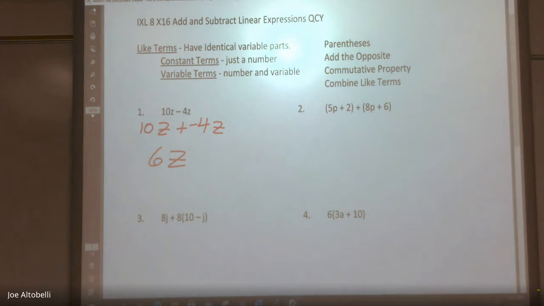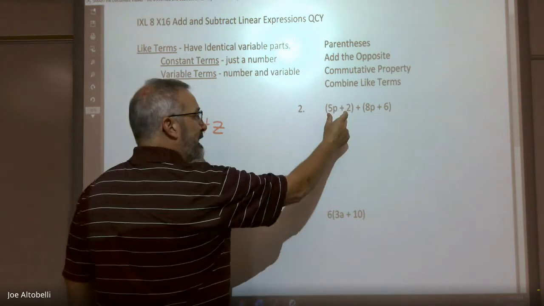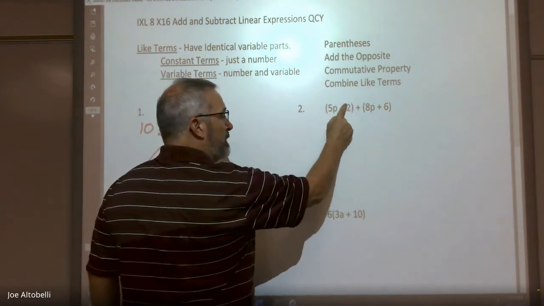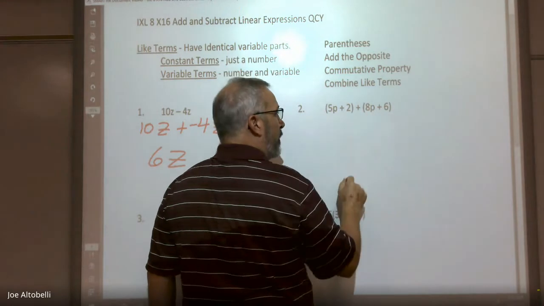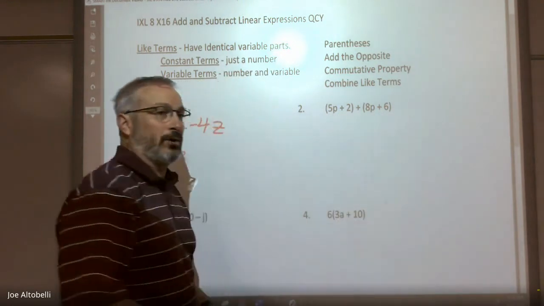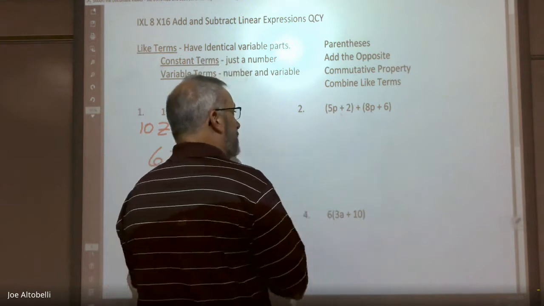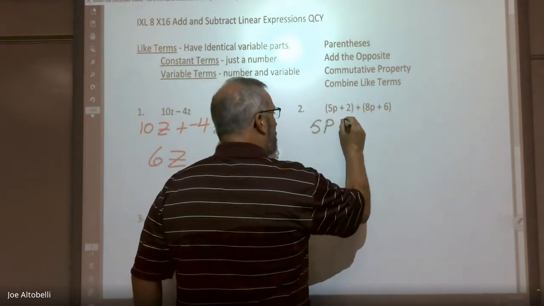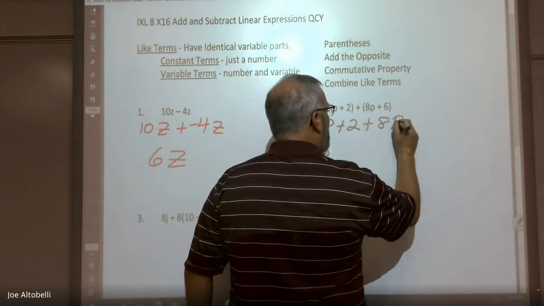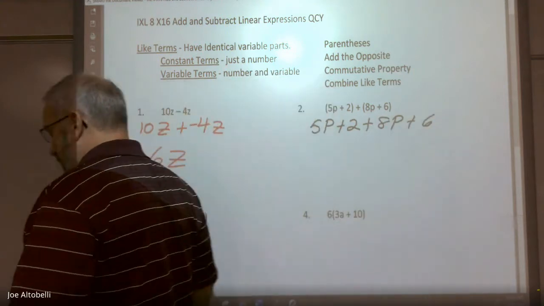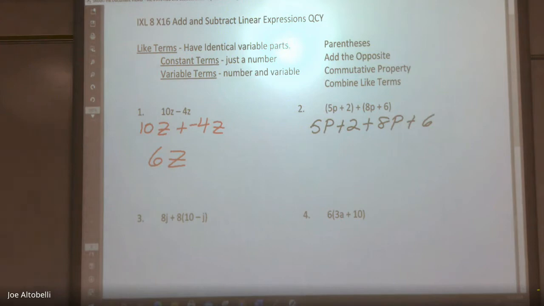Number two, they have parentheses. So when you're looking at number two, can I combine anything in here? No. Can I combine anything in here? No. So the parentheses, you don't need them. Because of your commutative properties and your associative properties, you're adding everything, so you don't need the parentheses. Okay? So this problem here is the same as 5p plus 2 plus the 8p plus 6. Go ahead, combine like terms.